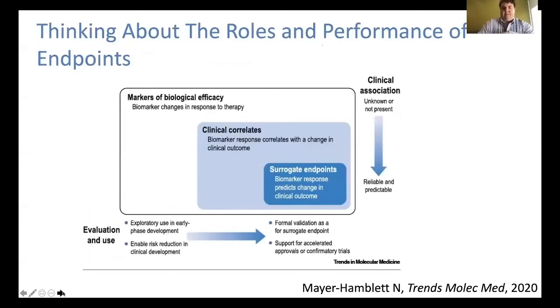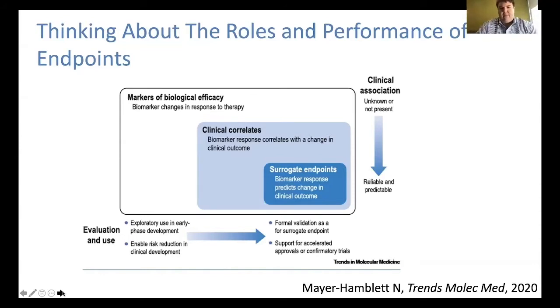This figure by Nicole Mayer-Hamblett really encapsulates many of the properties and an association of various levels of biomarkers. As you can see, on a global level, biomarkers can be used as markers of biological effectiveness or efficacy, and really may show a change in response to therapy as kind of the lowest tier bar for the use of a biomarker for CFTR function.